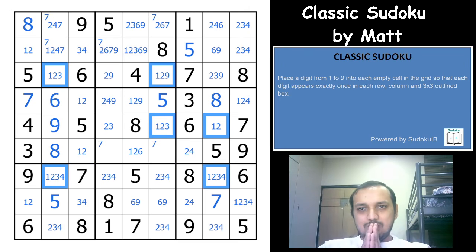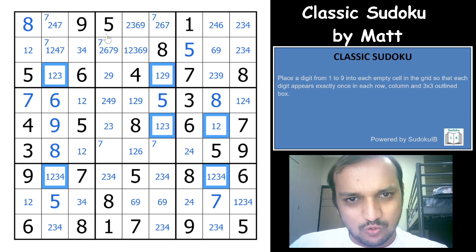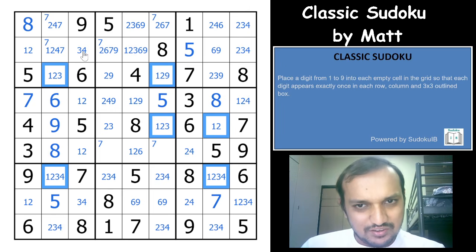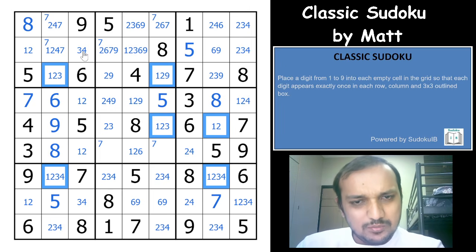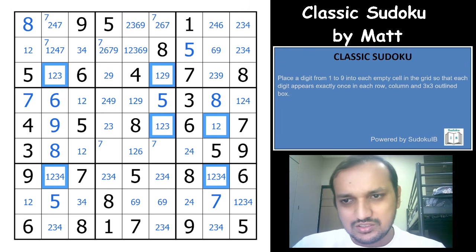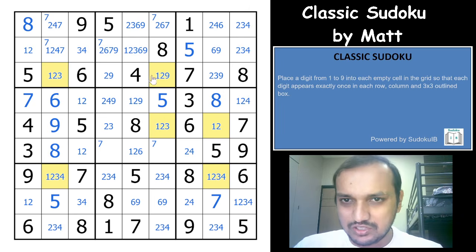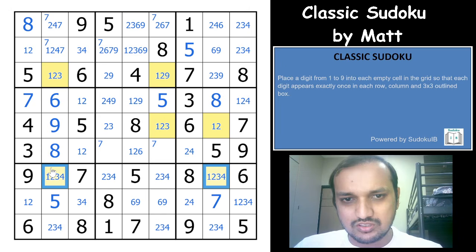Ah, I could find a swordfish of 1. If you see rows 3, 5 and 7, 1 can only be possible in these marked cells, yellow cells, right? 1 is only possible in these 2 cells in row 5, in these 2 cells in row 3, in these 2 cells in row 5, in these 2 cells in row 7.